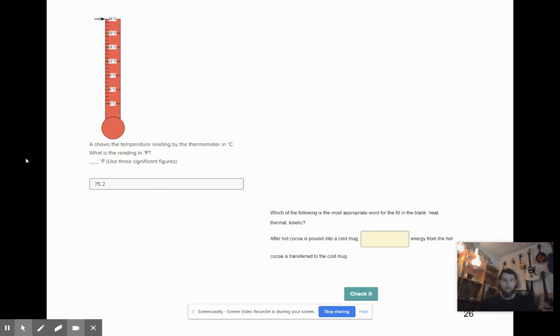And then this says, which of the following is the most appropriate word for the fill in the blank? Heat, thermal, or kinetic? After hot cocoa is poured into a cold mug, blank energy from the hot cocoa is transferred to the cold mug. So if we have heat transfer, that's just going to be thermal energy that is being transferred from the hot cocoa to the mug.